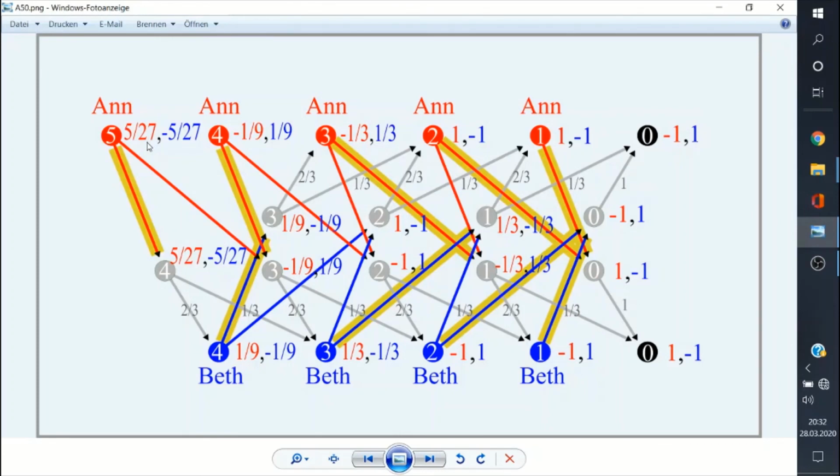So N will more likely win the game than Bass. The expectation is 5 over 27, which is about 1/5. So she will win more often than Bass.